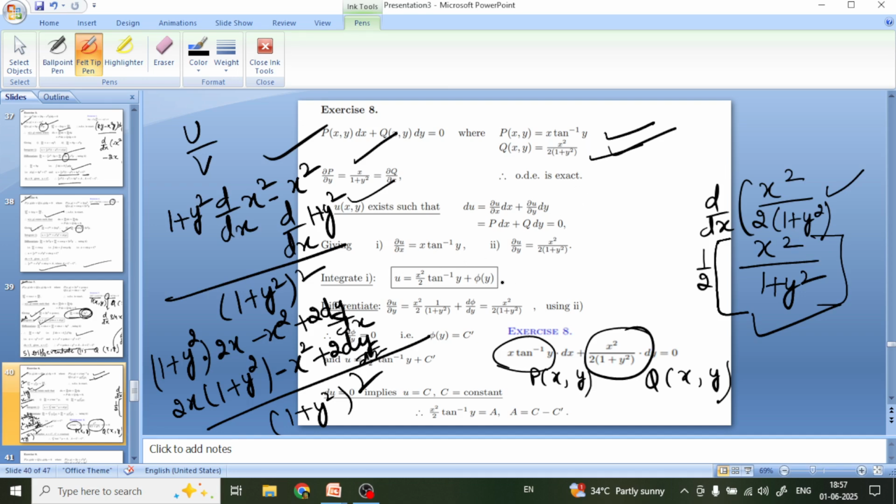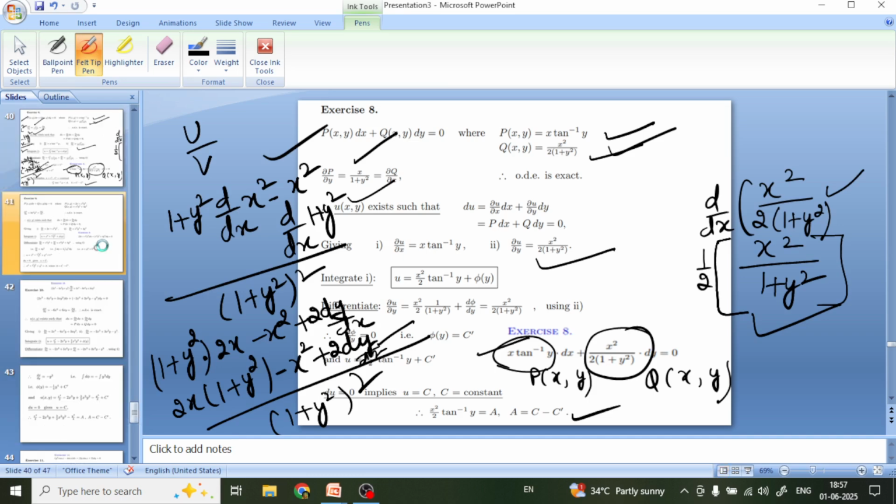Take the integration of the first equation. x tan inverse y, x square over 2 tan inverse y plus 5y. And then take the second equation's differentiation. x square over 2 into 1 over 1 plus y square plus d over dy of 5, that is equal to x square over 2 into 1 plus y square. And after that it will be equal to 0, and you will find this equation.